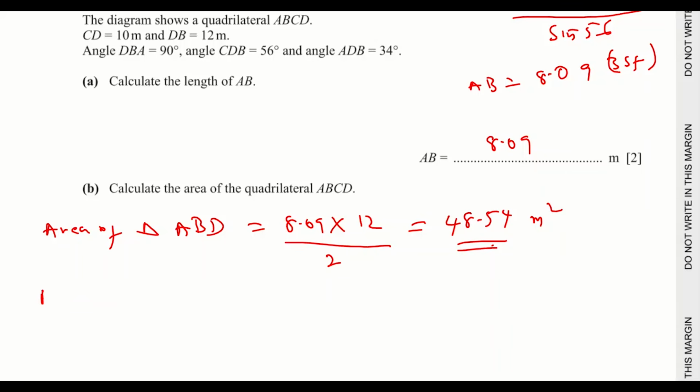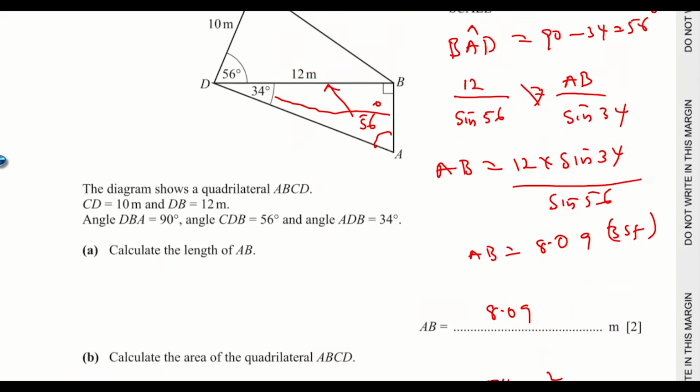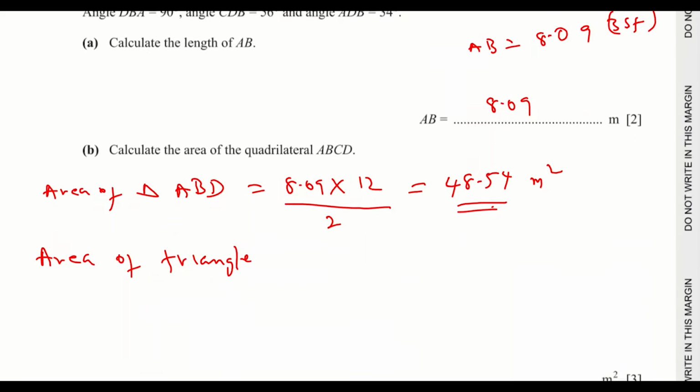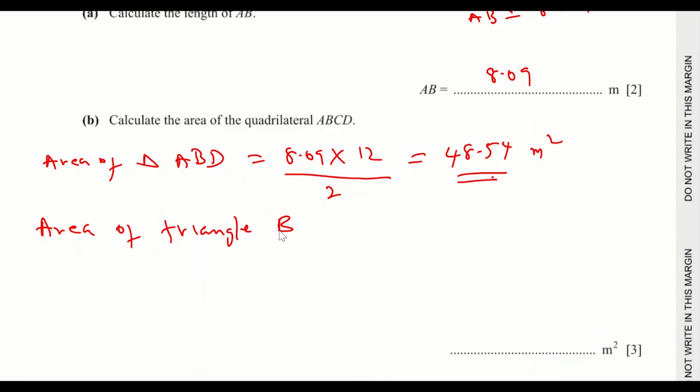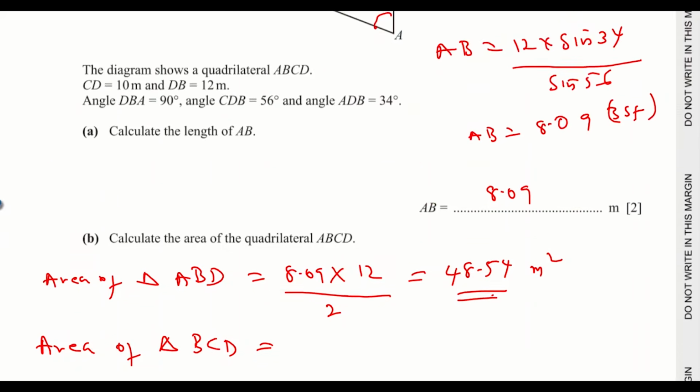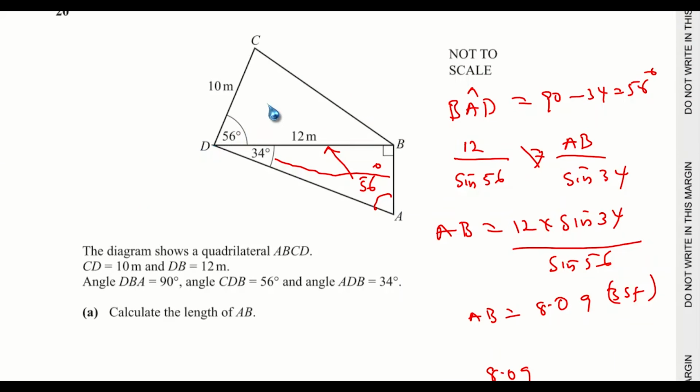Then the area of the second triangle, triangle BCD. Let's scroll up a little bit. In this case, we don't know this side, but we have the angle. So it will be the product of these two sides, 10 meters times 12 meters, times the sine of this angle.